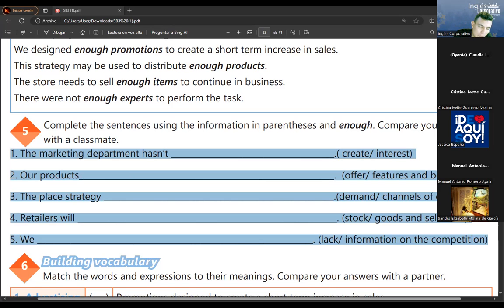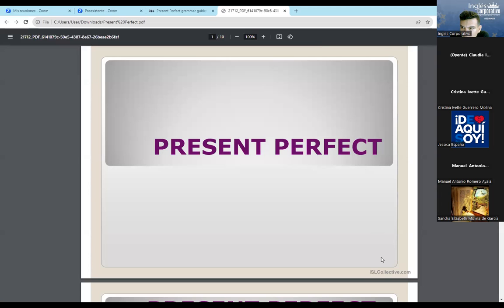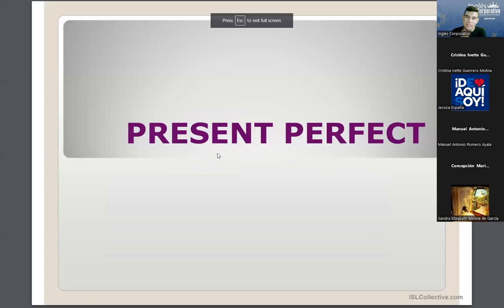Now, people, we studied the use of enough. And today, I would like to review a topic that is very famous among you, which is the present simple or the present perfect. I would like to review this structure, which is very important. Let me know if you can see my presentation, please. Can you see it? All right, the present perfect.